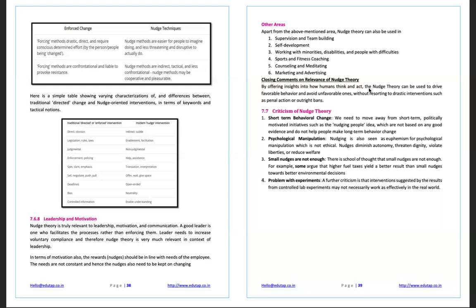Psychological manipulation: nudging is also seen as a euphemism for psychological manipulation, which is not ethical. Nudges diminish autonomy, threaten dignity, violate liberties, or reduce welfare. Small nudges are not enough. There is a school of thought that small nudges are not enough. For example, some argue that higher fuel taxes yield a better result than small nudges towards better environmental decisions. Problem with experiments: a further criticism is that interventions such as the results of controlled lab experiments may not necessarily work as effectively in the real world.